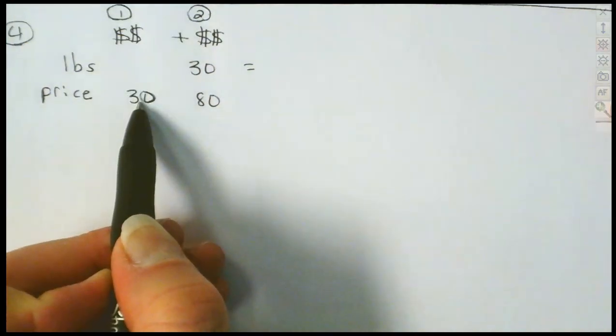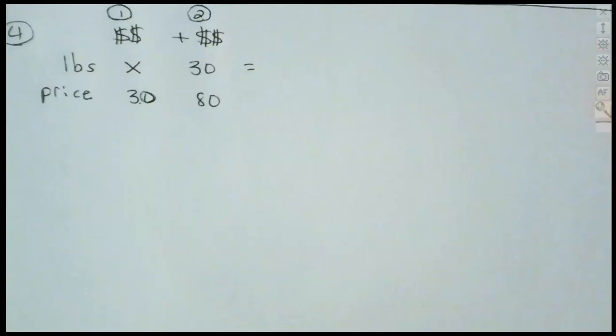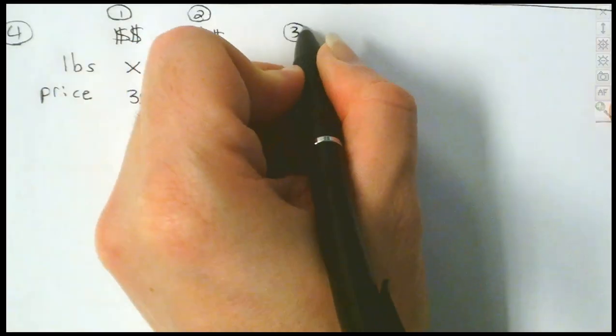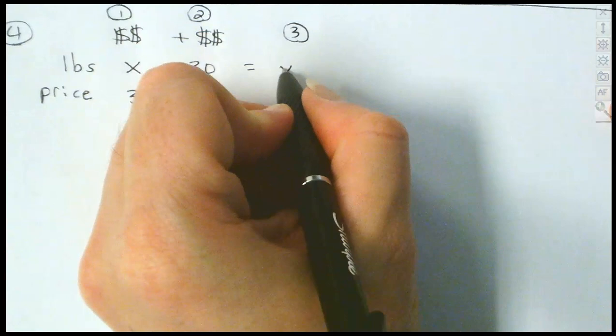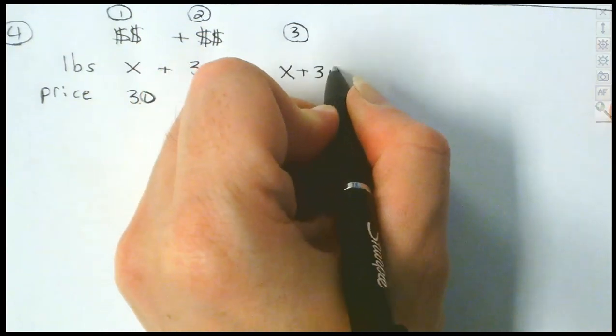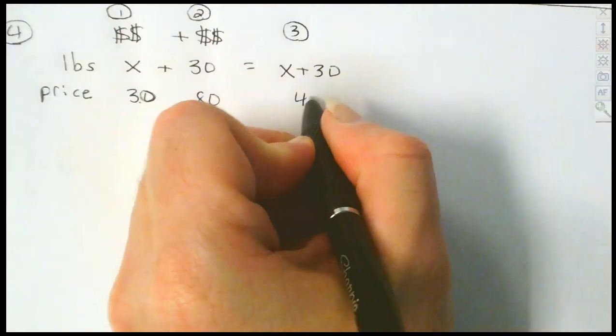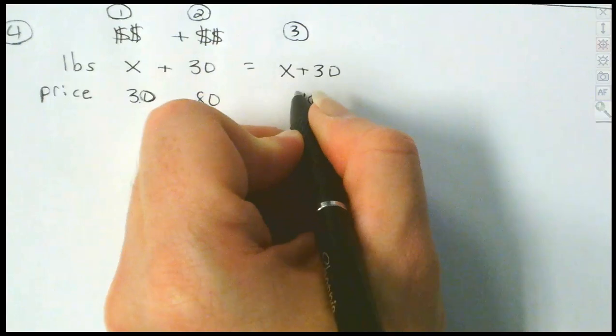We don't know how many pounds of the $30 coffee that we need, so I'm going to use the variable x. And we're going to add these together. They always add together to give us our third one, which is then x plus our 30. And we want this mixture of coffee to cost $40 a pound.